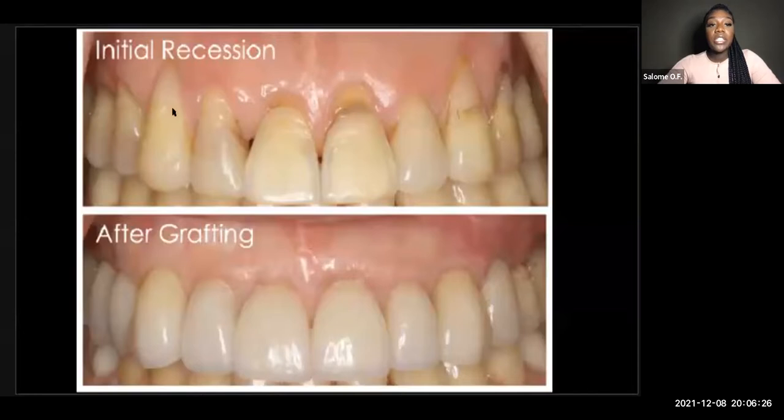But in this picture here, you see how the patient started with the recession. You can also see in some of the parts where the tooth is very long, they put a material there to help cover it, maybe because the patient was having sensitivity in that area. But their tooth still looks too long. So they did the grafting, and as you can see here, they were able to achieve complete coverage of the root area. And now they no longer have that sensitivity.